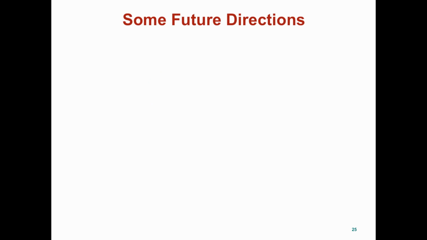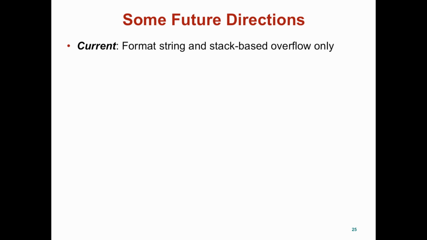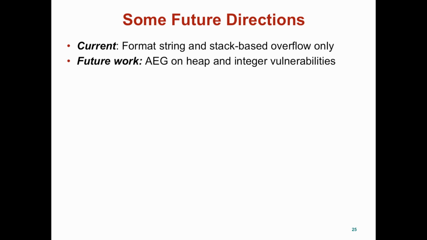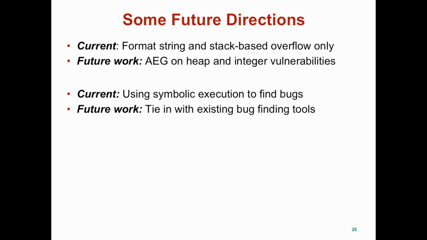So what are some of our future directions? Well, currently we work on format string and stack-based overflows only. There are many other types of important vulnerabilities, and we would like to work on them as well. In particular, we're currently looking at heap and integer vulnerabilities, and we have some proof of concept code that we're trying to get to scale to realistic sized programs. We currently use symbolic execution to find bugs, and one of the things we'd like to do is really disentangle finding bugs from exploit generation. We'd like to be able to use other bug finding tools to find bugs and then employ our techniques to see if they're exploitable.